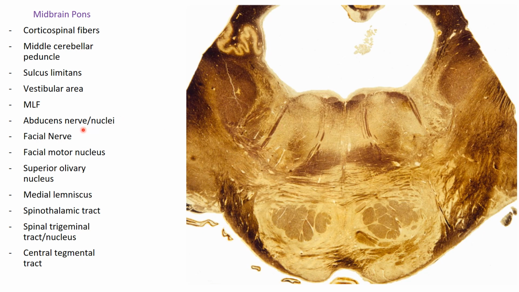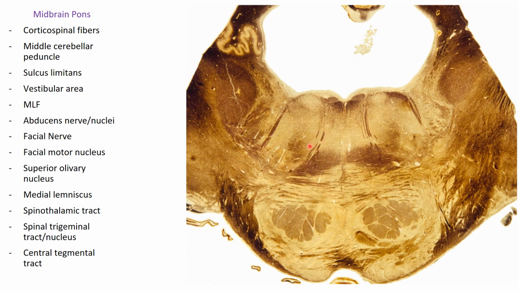Now, what I do want to point out is we can see our abducens nuclei as well as the nerve. So here is the nucleus. And then here is the nerve coming out anteriorly. Remember that the abducens nerve comes out anteriorly in the pons, right at the base of the pons. So right here is where we can actually see that abducens nerve running from the abducens nucleus anteriorly. So abducens nucleus, abducens nerve.